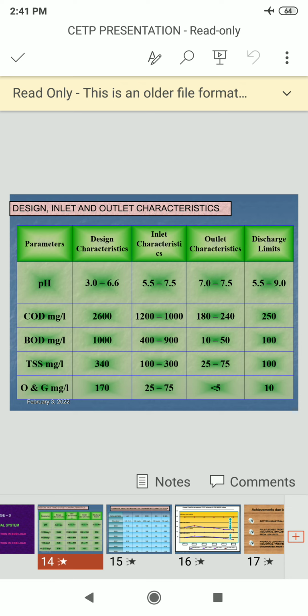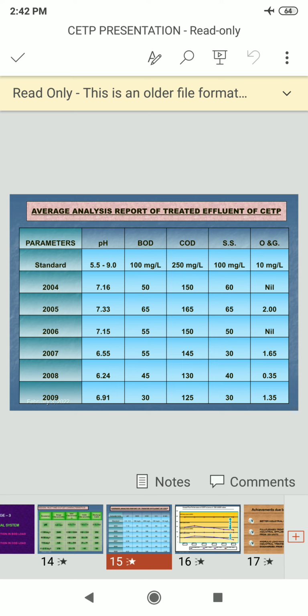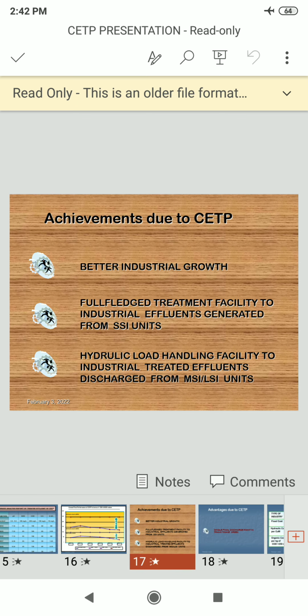So you can see the design inlet and outlet characteristics. The parameters are pH, COD, BOD, TSS and O and G, for designing characteristics, inlet characteristics, outlet and discharge limits. So you can see this average analysis report of the treated effluent of the CETP. So this is what we will get in industrial effluent treatment.